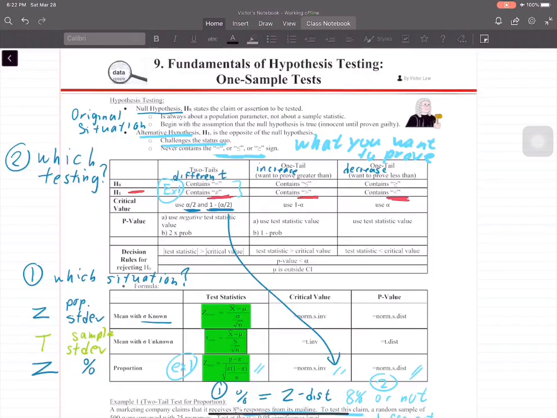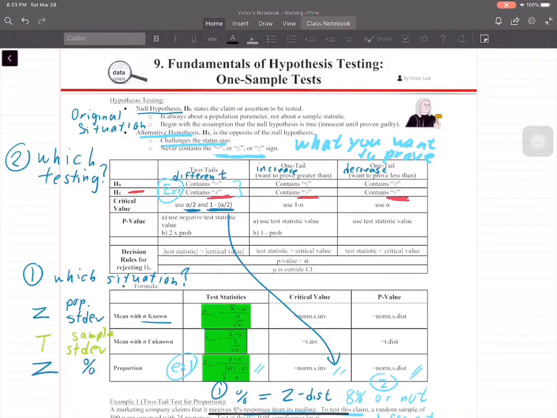As for the first question, which situation you're in, the reason why you need to know which situation you're in is because you need to calculate the test statistic, you need to calculate the critical value, and you need to calculate the p-value when you're looking at hypothesis testing. And each of these situations will have different formulas to calculate the test statistic, critical value, and p-value. So that's why you need to know which situation you're in so that you can use the correct formula.